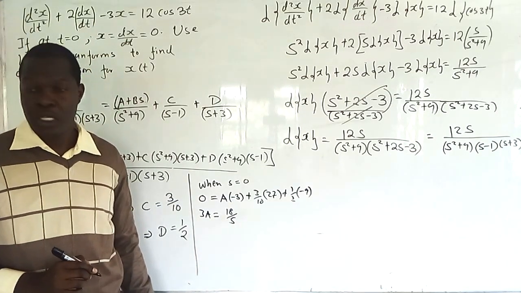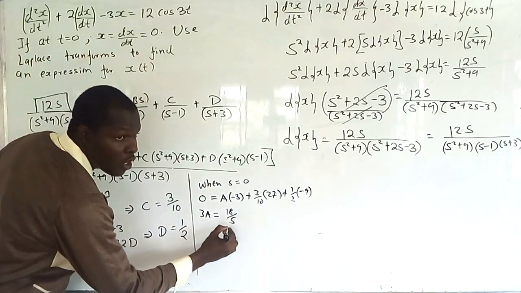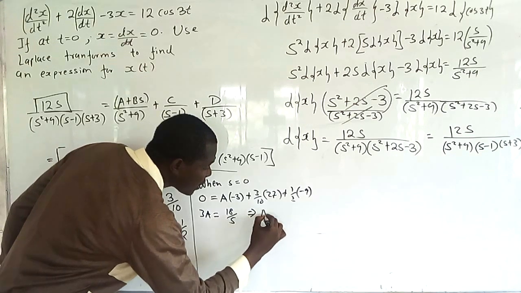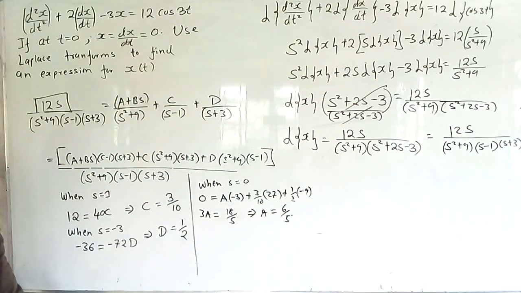Are we together? Yes. So from there, what is A? You divide both sides by 3, senior. So you get A to be 6 over 5. You divide both sides by 3 to get A. So we found A, isn't it?